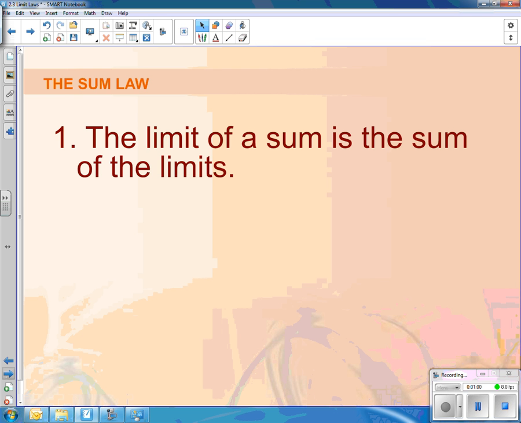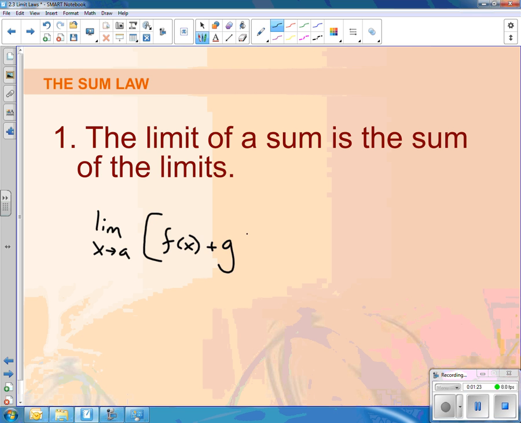The first limit law is the limit of a sum is the sum of the limits. So the way that we're going to write this is initially we see a limit as x approaches a of the sum of two functions, and we're going to use f of x and g of x. What this law says is that we can rewrite these as the sum of two separate limits. The limit as x approaches a of f of x, which we already talked about is a limit that exists, plus the limit as x approaches a of g of x.